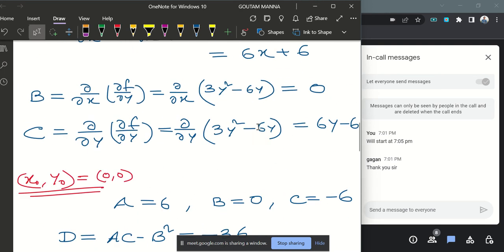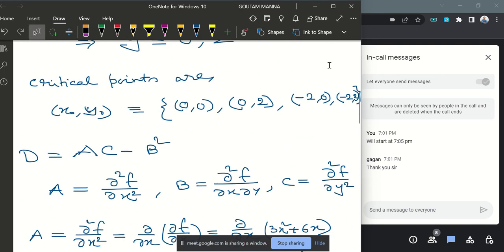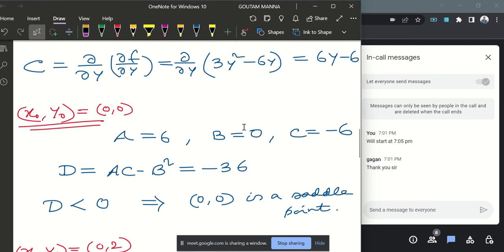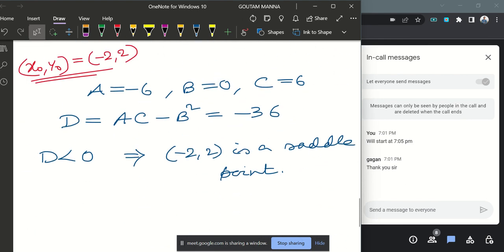So we have tested all the critical points, all 4 critical points. And our answer is, the local maxima for this function will be at the point (-2, 0). Now let's look at the next problem.